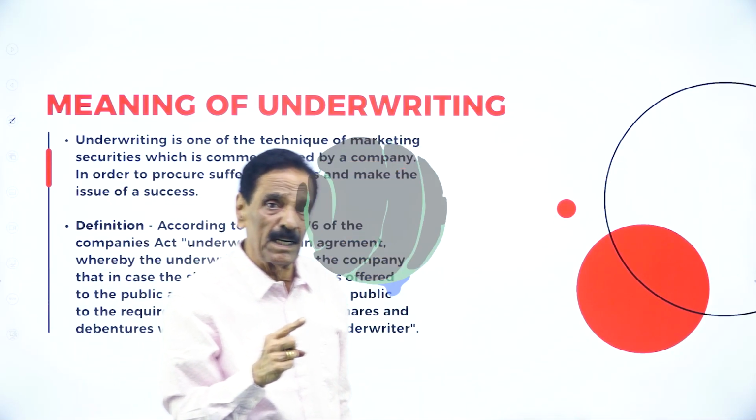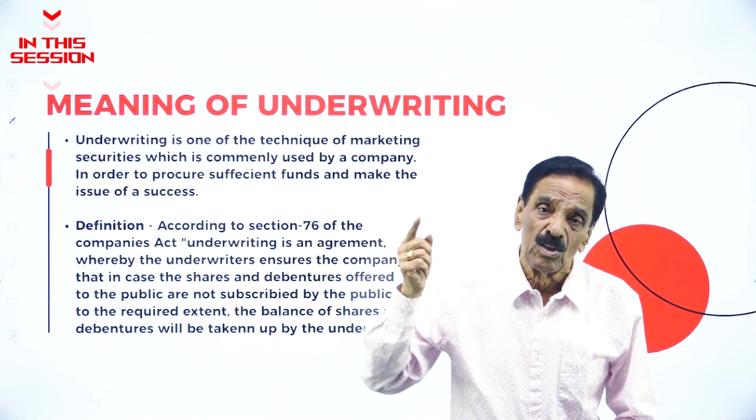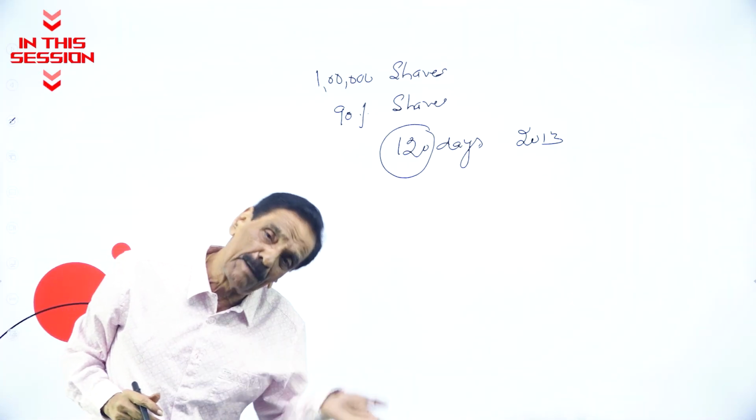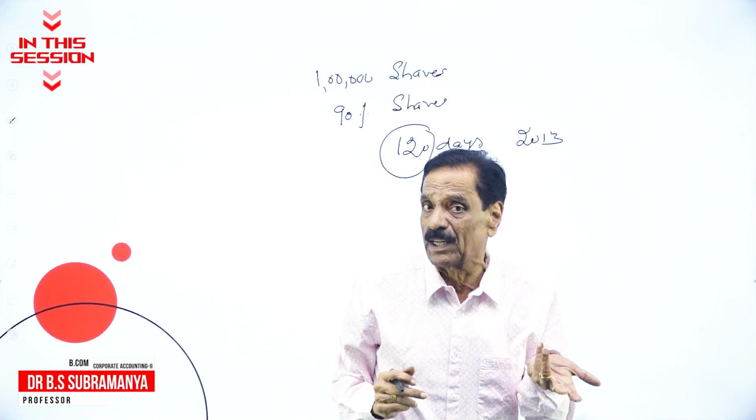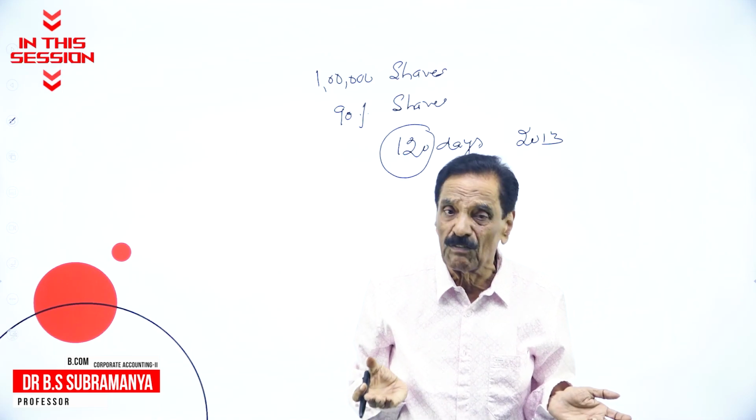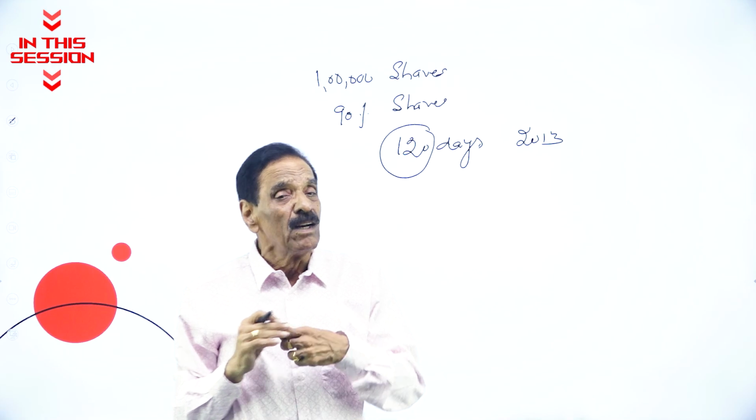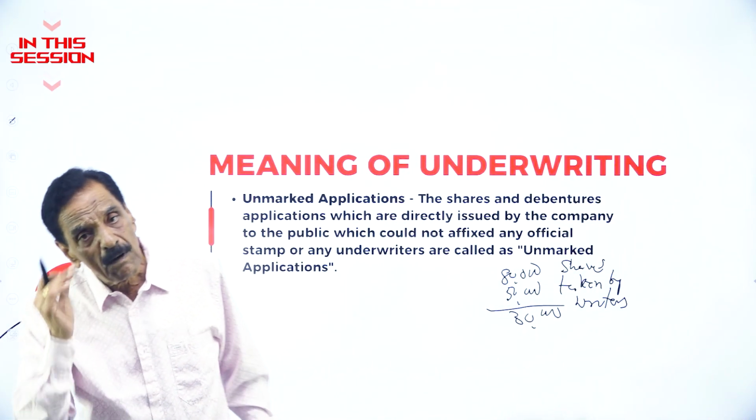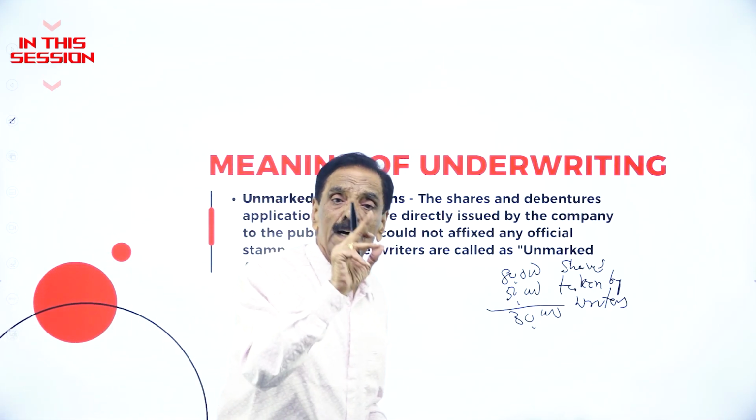If the responsibility is taken by 2 or 3 underwriters, it is called joint underwriters, we say. If the company is not in a position to subscribe 90% of the share, then whatever the application fees they have collected, they have to pay back those application money to the public. If there is any mark of the underwriter, it is called marked application. If there is no mark, it is called unmarked application.